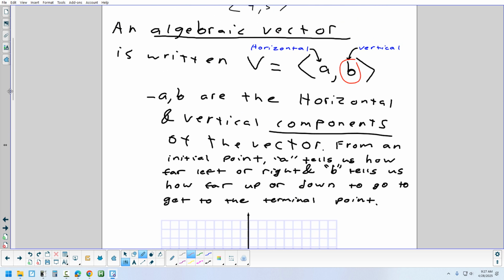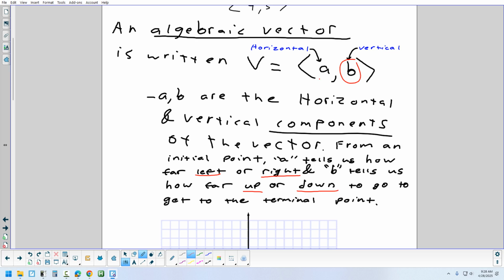So the a and the b, which is what I call them up here, those are called the components of your vector. Since we're dealing with 2D, we only need 2 numbers. The first number is your horizontal, the second number is your vertical. When we get to 3D, we need a third number. And the third number is like what comes out of the board. That's the 3D part. All right, so a tells you how far left or right you need to go. And b tells you how far up or down you need to go. So it's like directions from the initial point to the terminal point.